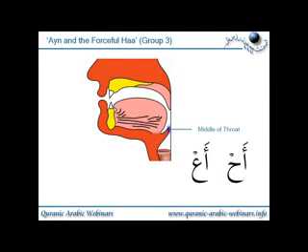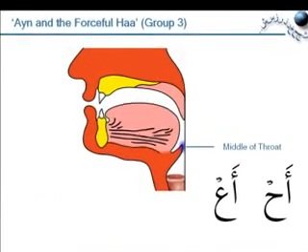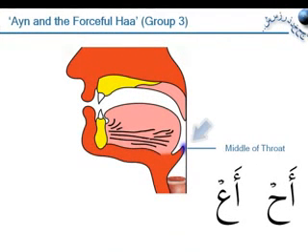The next portion of the throat is the middle of the throat, and we have the forceful ha. So you'll pronounce this with sukoon as ah, and you'll feel a lot of air should come out the front of your mouth. So ah.